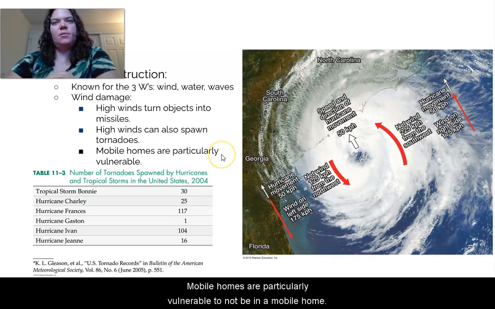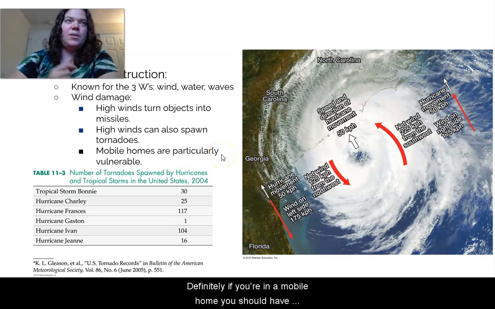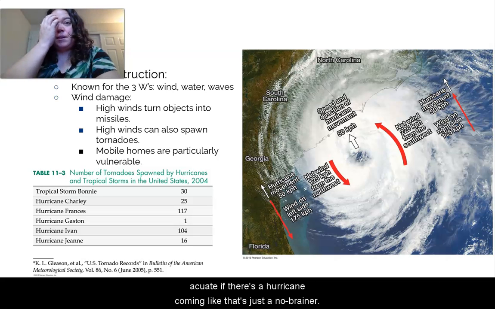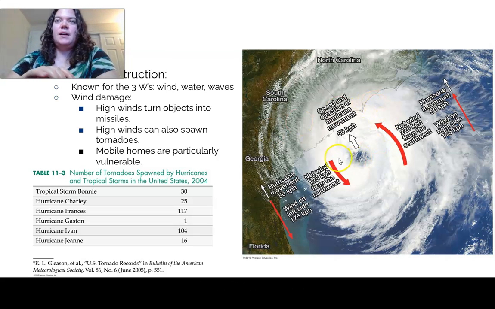Mobile homes are particularly vulnerable. Do not be in a mobile home. Definitely, if you're in a mobile home, you should evacuate if there's a hurricane coming. That's just a no-brainer.